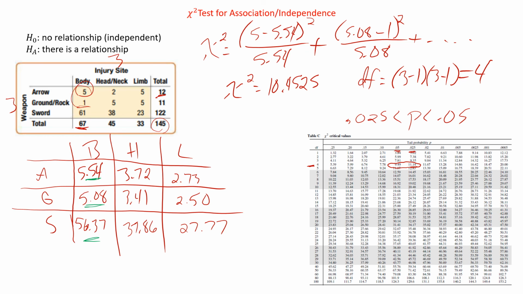Here, with a p-value of less than 0.05, there is some evidence to reject the null hypothesis, saying that there is a relationship between the type of weapon used and your injury site. So that would be the chi-squared test for association and independence. So that is chapter 13. That's all about chi-squared testing.